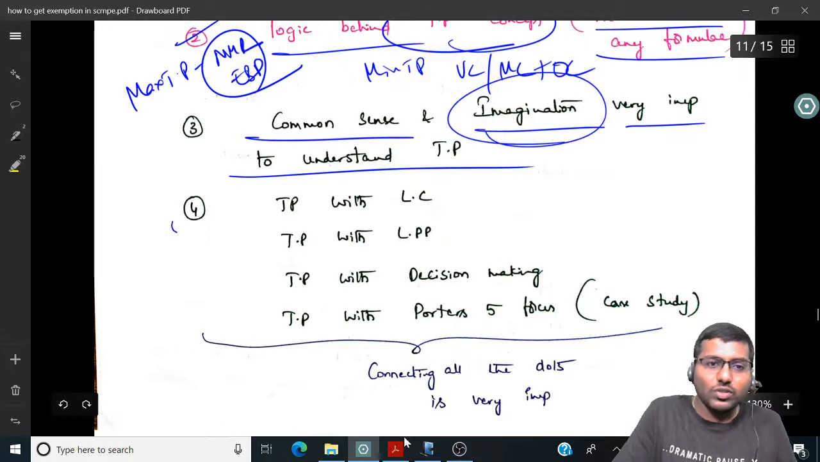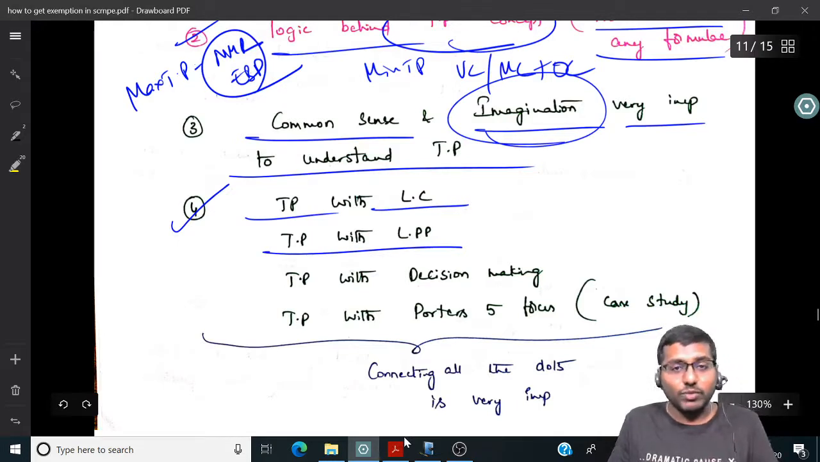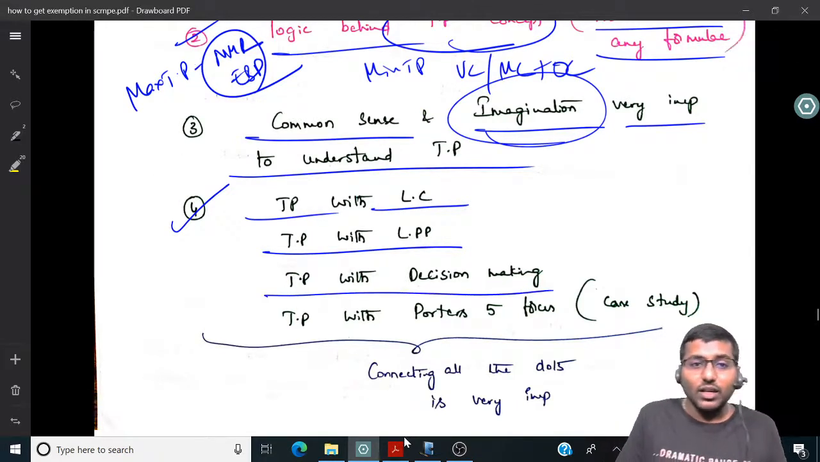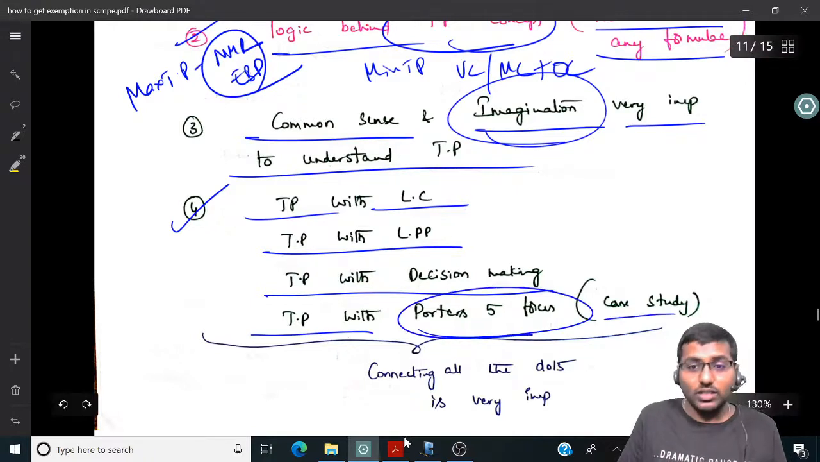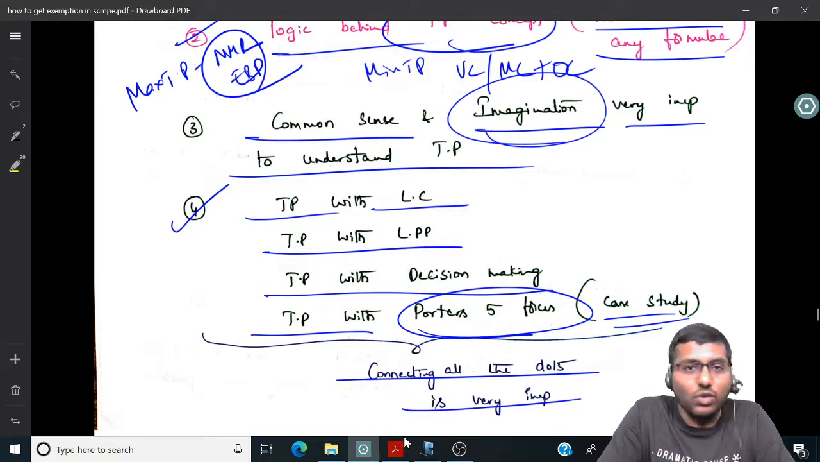And of course, this is also very important, transfer pricing with learning curve, the linkage. Transfer pricing with linear programming problems, that's also important. Transfer pricing with decision making. Transfer pricing with Porter's five forces. There is a case study also on that. So you've got to connect all the dots. That is very important. Just reading transfer pricing and sticking to transfer pricing doesn't work.